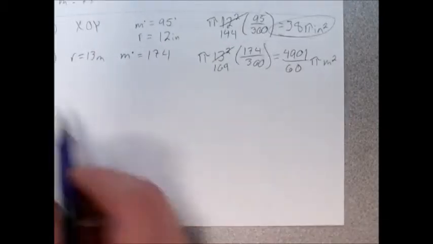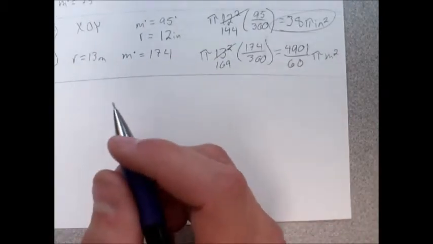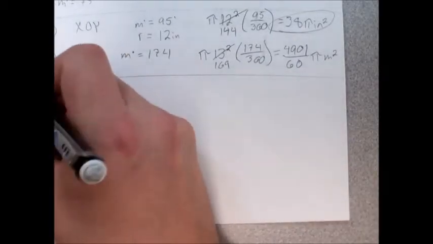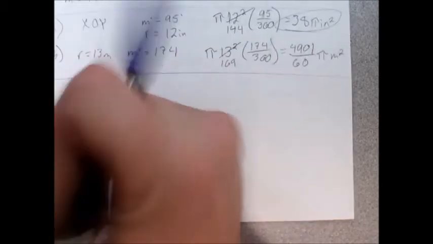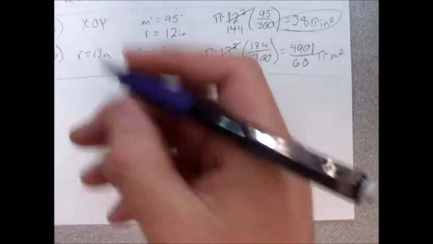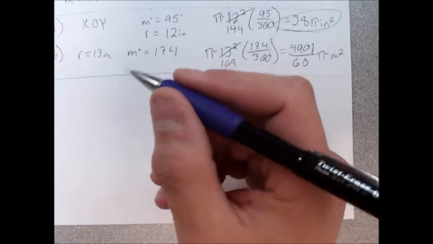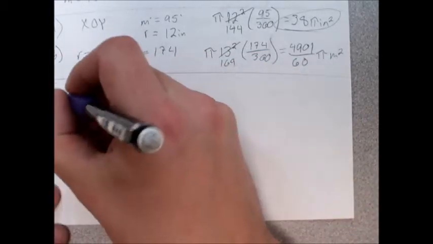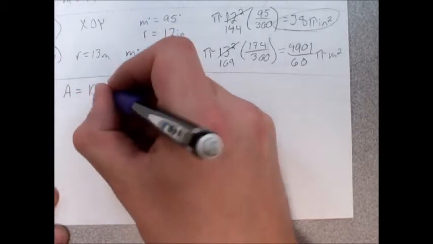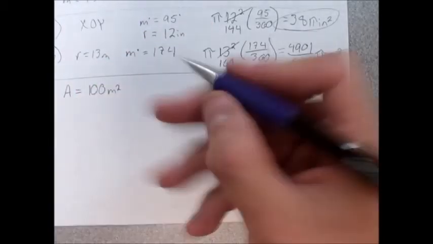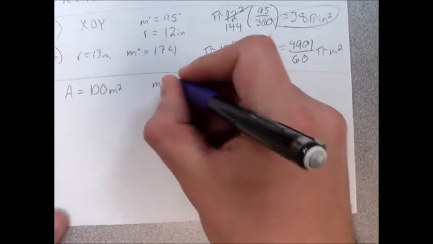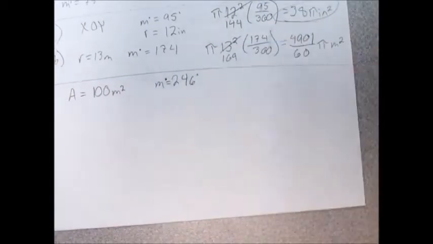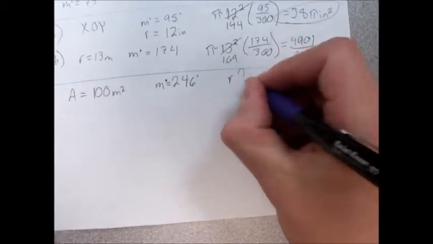On example 3, this is pretty much our last example. It's finding an unknown from given information. So they'll give you everything except for one variable. Okay? And they'll say find that variable. So in example 3, it says find the radius of the circle given the area is 100 meters squared, and the angle measure is 246 degrees. Okay? And we have to find our radius. We don't know what our radius is.